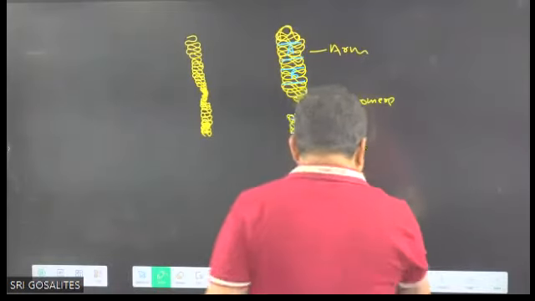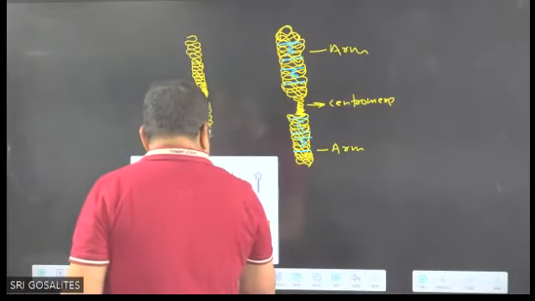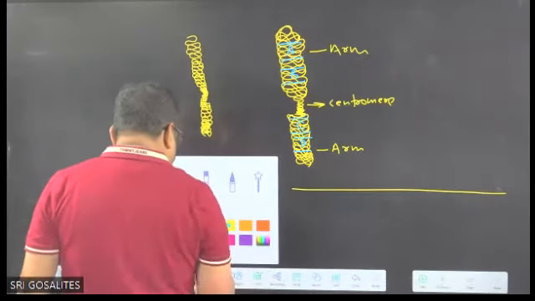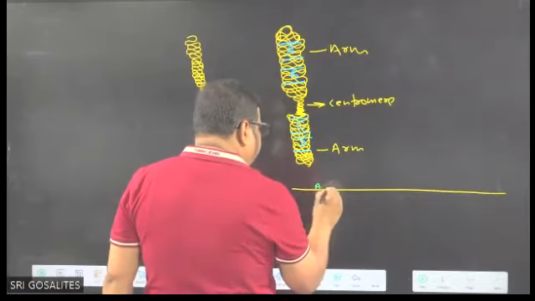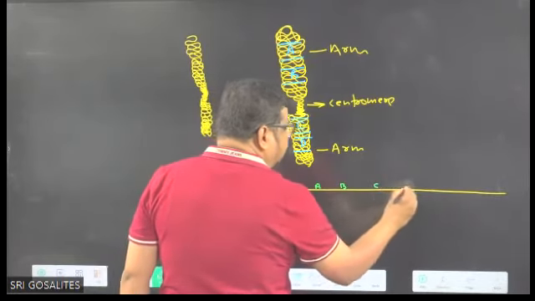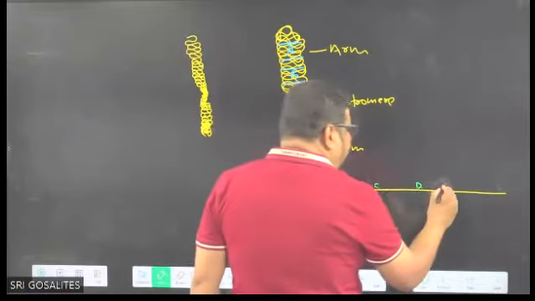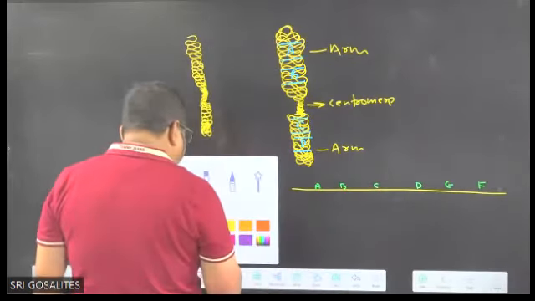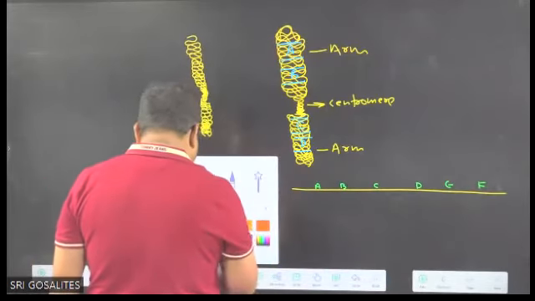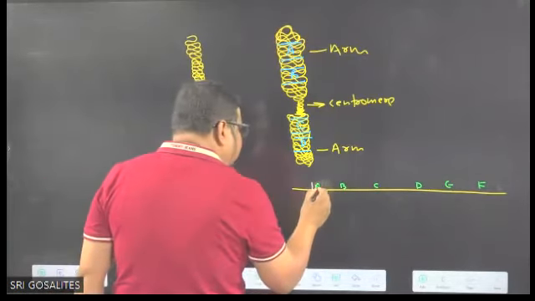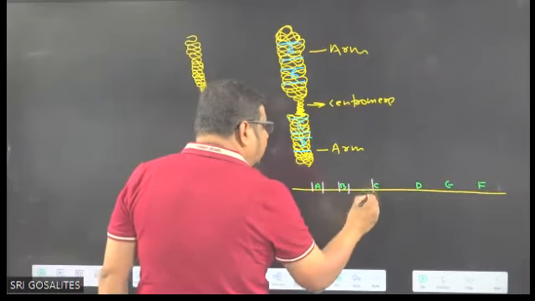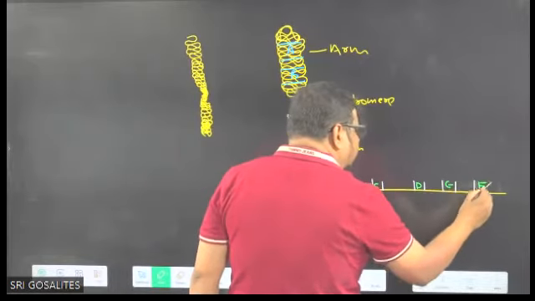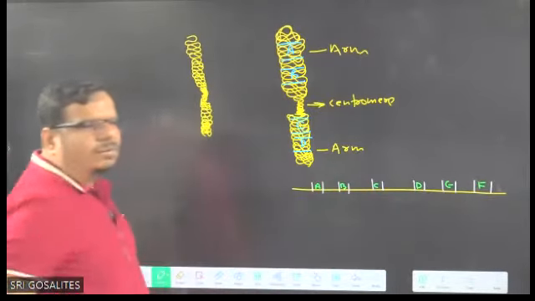You just see it in easy language. What is this? It is a chromosome. And suppose that here A gene, here B gene, here C gene, here D gene, here E gene, here F gene is there. So we call every point a locus. This is one locus. This is a different locus. This is a different locus. So you got the meaning of locus.